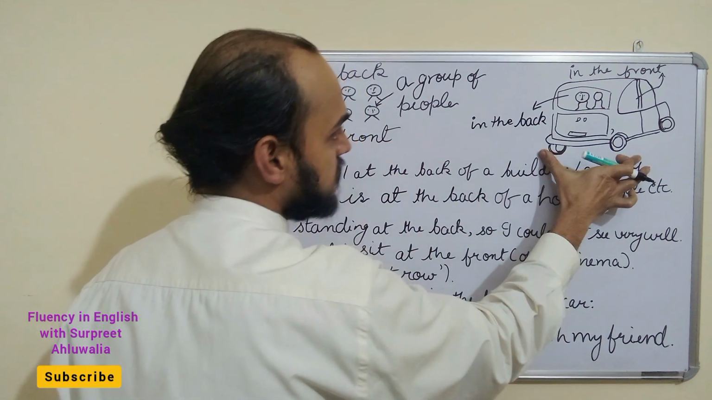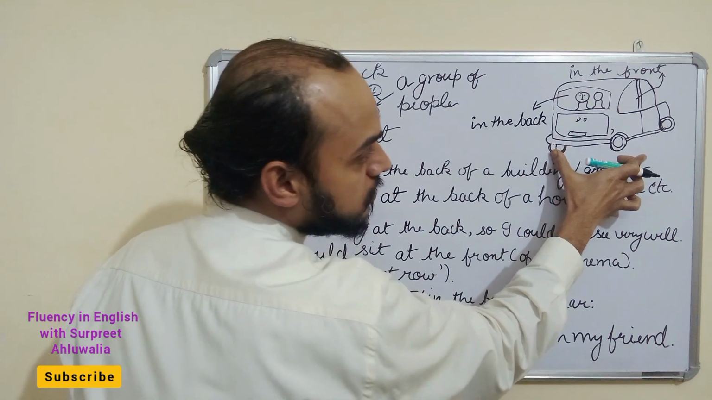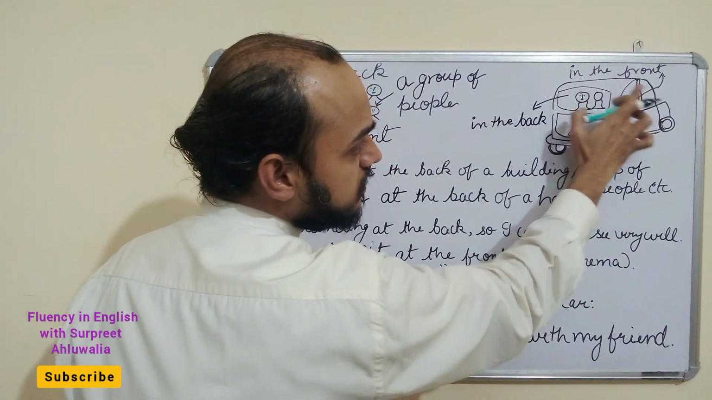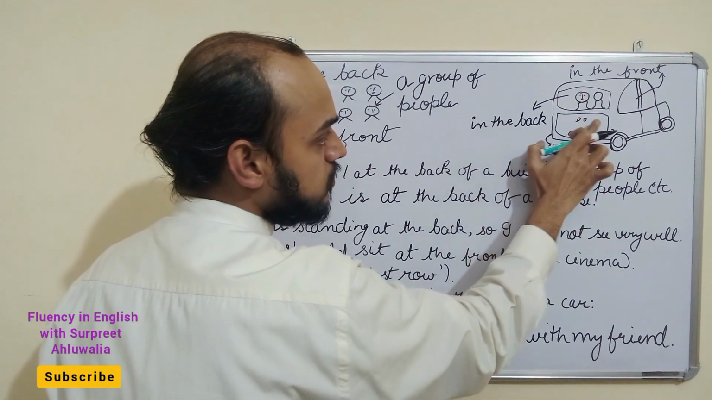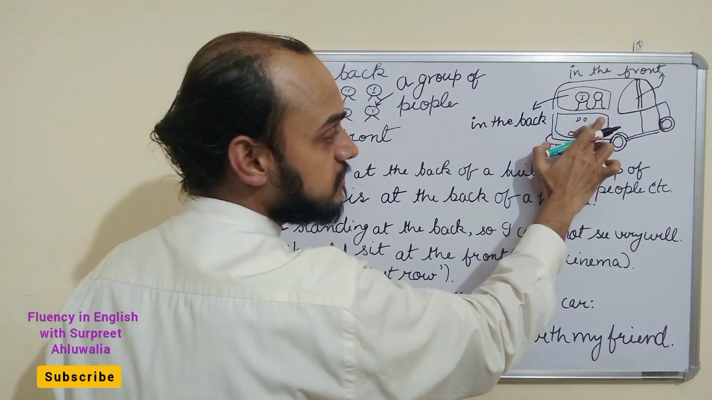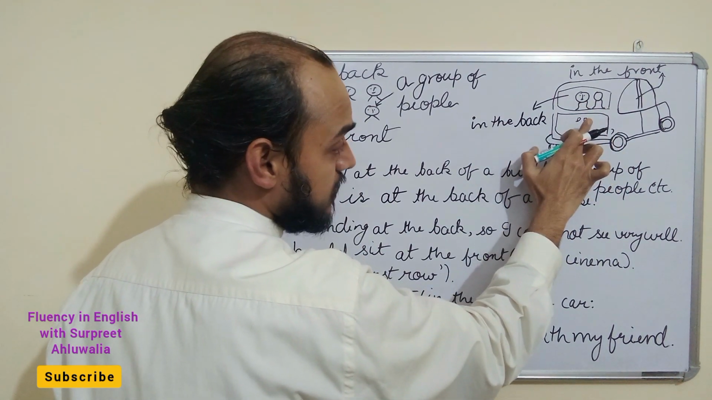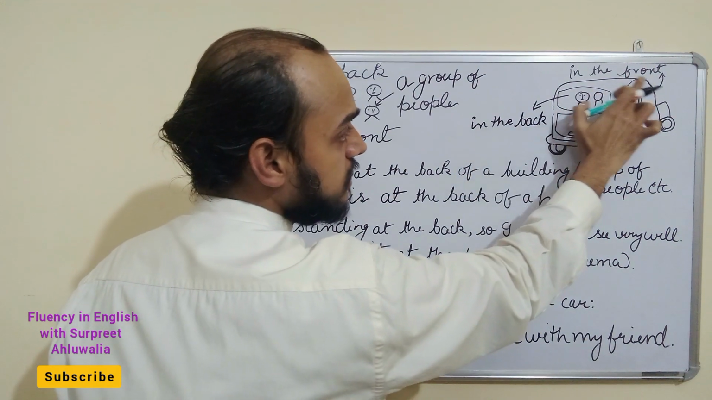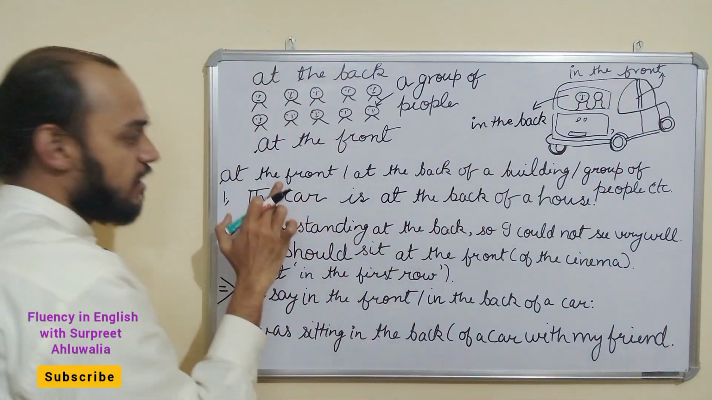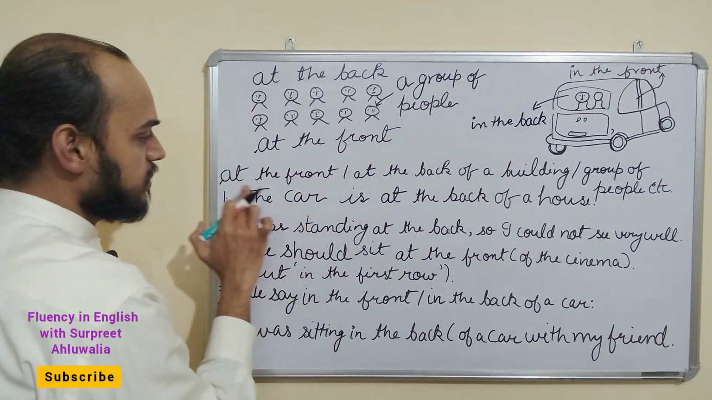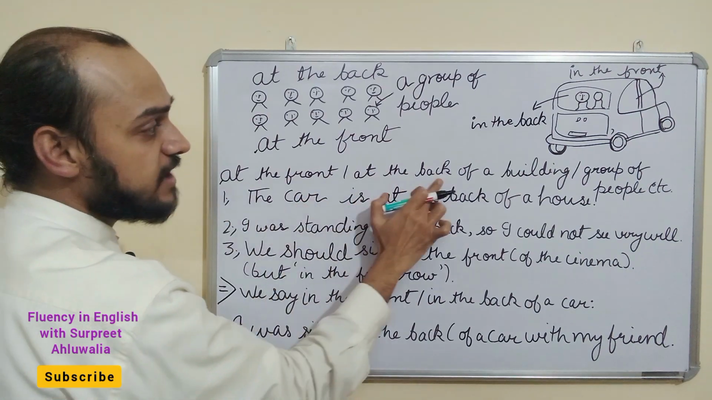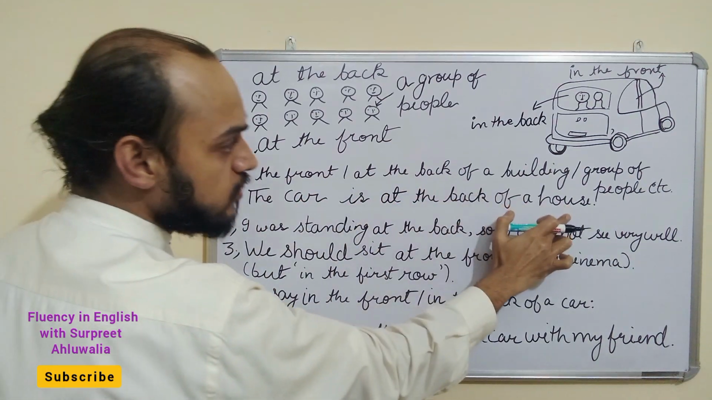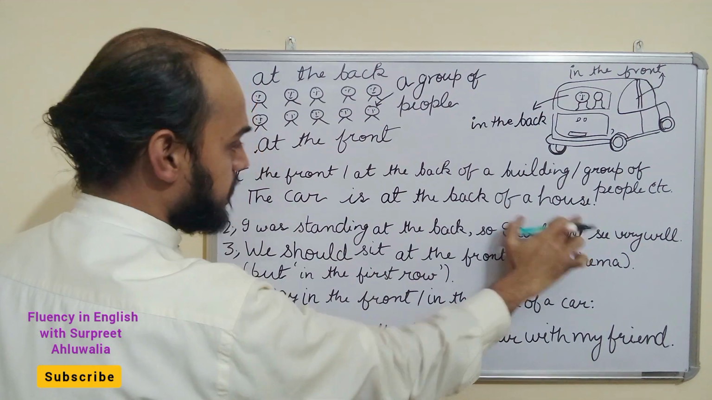Look at the second example of a car, in the front, in the back. You can see there are two people sitting in a car. So we can say in the back, in the front. Now I'm going to read these things for you. At the front, at the back of a building, group of people, etc.